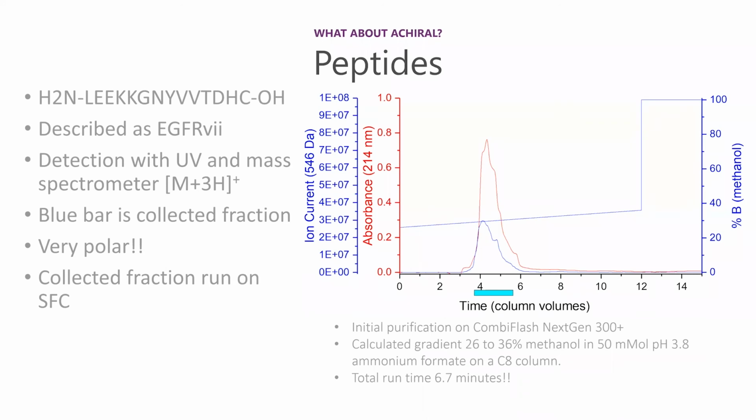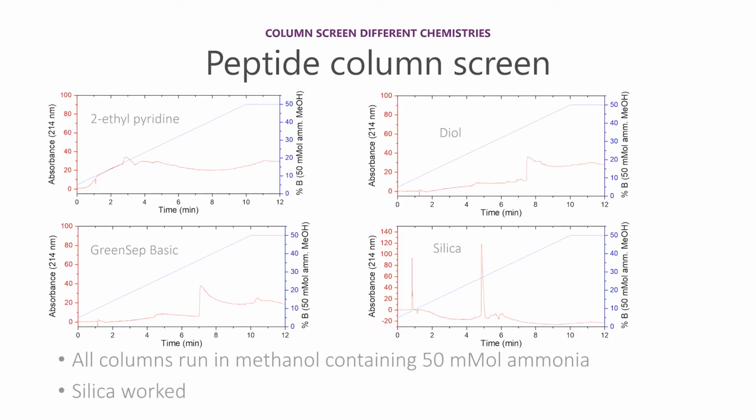The time on target algorithm works for achiral compounds too. This example uses a peptide. It was pre-purified on a CombiFlash NextGen 300+. The peptide was eluted in about 30% methanol, showing that it is a rather polar compound. We will use the SFC to make the peptide even more pure. We will first do a column screen on the SFC.